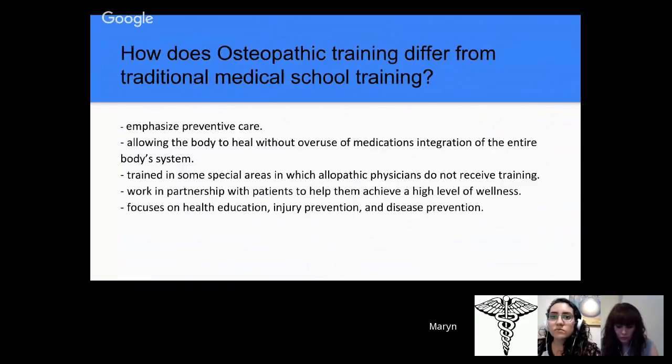And how does osteopathic training differ from the traditional medical school training? So osteopathic students learn what traditional medical students do, but they emphasize allowing the body to heal without the overuse of medicines, and they are trained in special areas that normal medical schools don't train in. They focus on health education, injury prevention, and disease prevention in a natural way.